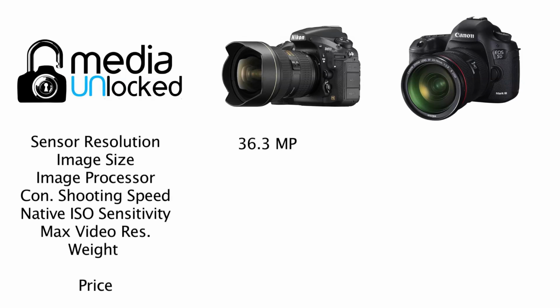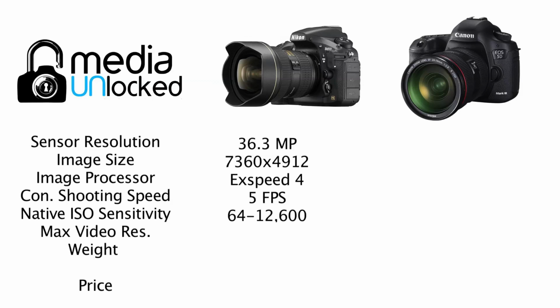Its maximum image size is 7360 by 4912. It has an image processor of an XSpeed 4 image processor. Now the XSpeed 4 image processor is going to give you some awesome video capabilities, which I'll talk about in just a second. It has a continuous shooting speed at 5 frames per second. Now this is taking pictures, just holding down the button, you're going to get 5 frames per second.